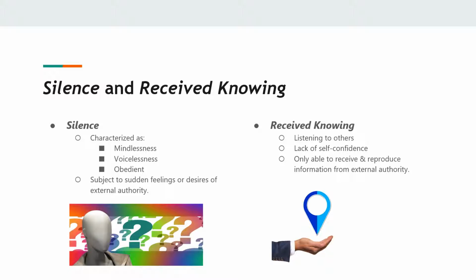The first perspective in this theory is silence. According to the authors, silence is characterized by mildness, voicelessness, and obedience. Here, women find themselves subject to the sudden feelings or desires of external authority.